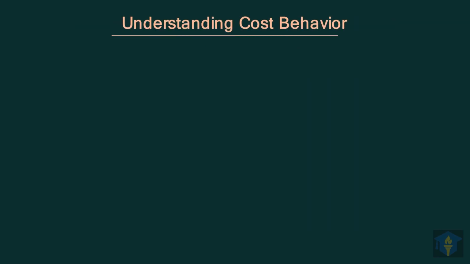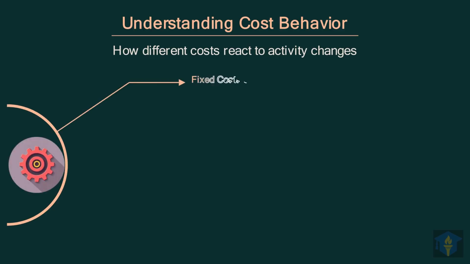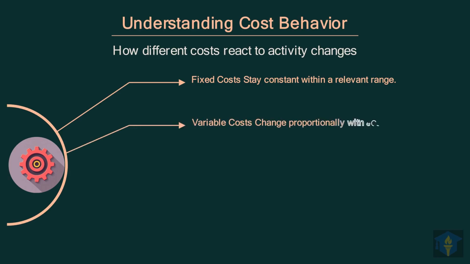Let's dive deeper into understanding cost behavior and how various costs respond to changes in activity levels. This insight is vital for forecasting and managing expenses effectively as business activity fluctuates. Fixed costs remain constant in total, staying the same within a relevant range of activity. Variable costs, however, change in direct proportion to the level of activity or production.